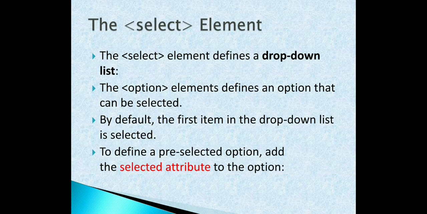Next we have the select element. We use the select element to define a drop down list. The option elements define an option that can be selected. By default, the first item in the drop down list is selected. To define a pre-selected option, add the selected attribute to the option.